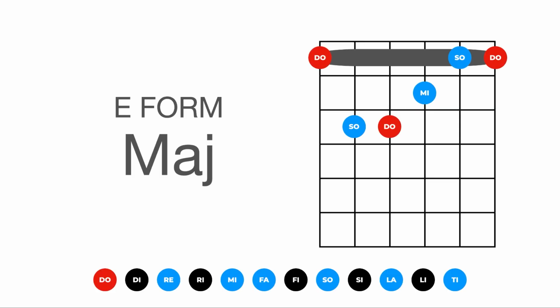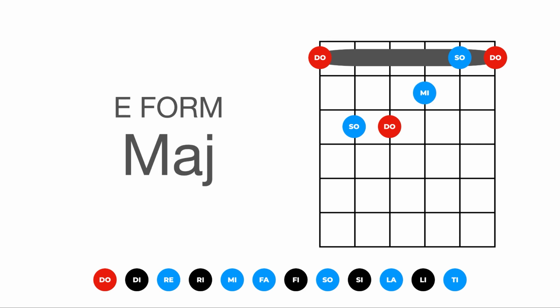Here is your E structural form, and you've got your E major, do, so, do, mi, so, do, right? So 1, 5, 1, 3, 5, 1. E minor is 1, 5, 1, flat 3, 5, 1. And this is the same idea as well with your jazz voicings.